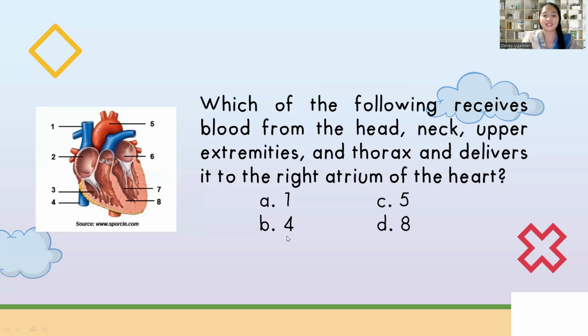But again, we are being asked about the blood that is on the upper part of our body. So that leaves us with only one answer, and this is very obvious. The answer is number 1, the superior vena cava.